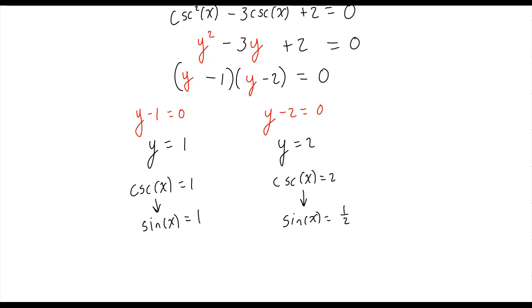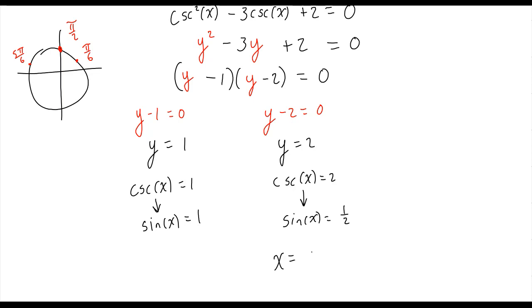All right, so on my unit circle, I want to find where y is 1. Well, that happens at pi over 2. I also want to check where sine, or y, is 1/2. That's at pi over 6 and 5 pi over 6. So those are going to be my answers. X is equal to pi over 6, pi over 2, and 5 pi over 6.